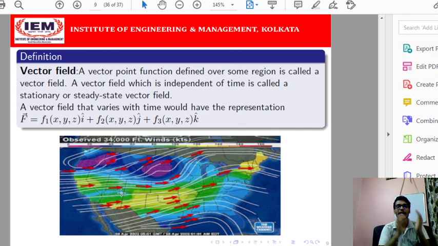So I get the quantity of the wind speed at a particular point by putting the values of x, y, z in that function. Since this is a vector valued function, I also get the directions corresponding to each and every point, and thus I can identify the wind speed. So these are all examples of the vector field or vector point function.